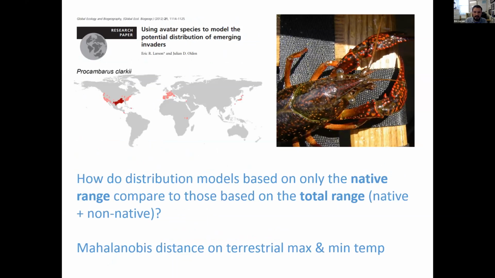So I'll give a simple example of this, working with red swamp crayfish, Procambarus clarkii, a species that a lot of people have concerns about in the Great Lakes Basin.